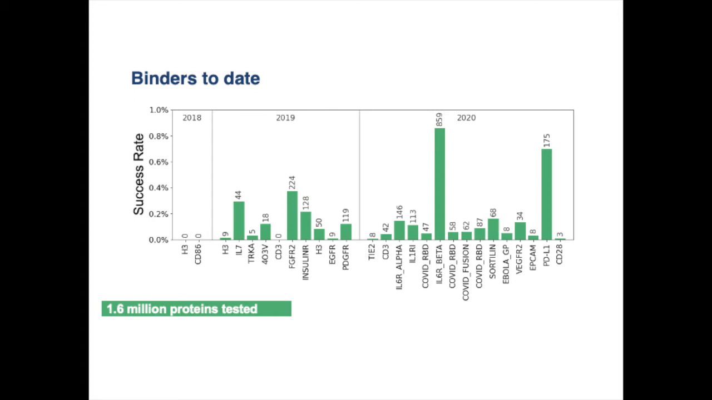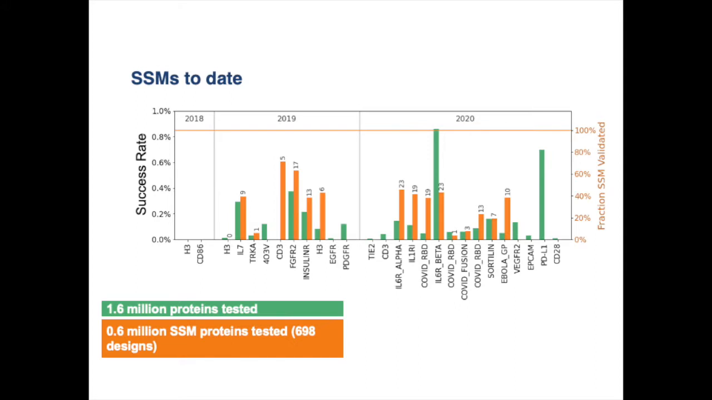Now, I showed you this graph a couple minutes ago. This shows over time the hit rate of the initial design round. And we can see that we've gone from basically a 0 hit rate to a definitely non-zero hit rate, which is amazing. What this doesn't show is the fact that some of these initial hits are not going to validate. And so that's what this orange shows. This shows what percent of the initial screen hits for which we order site saturation mutagenesis libraries actually end up being correct. And you can see that it's not 100%.